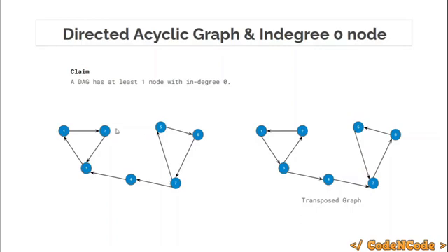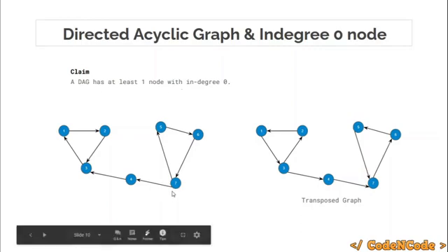Now that is where this information comes into the picture. Now I'm talking about the DAG. And what is this DAG? It is what we call the condensation graph. The condensation graph is actually a DAG, a directed acyclic graph. If the condensation graph is a DAG, then what would happen? There would be at least one node in the condensation graph which would have in degree 0, right? There is no edge which comes towards it.